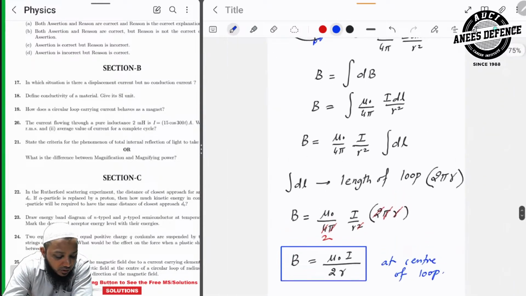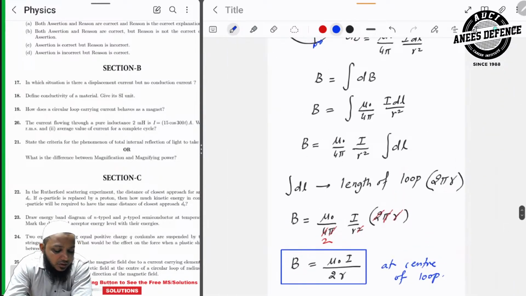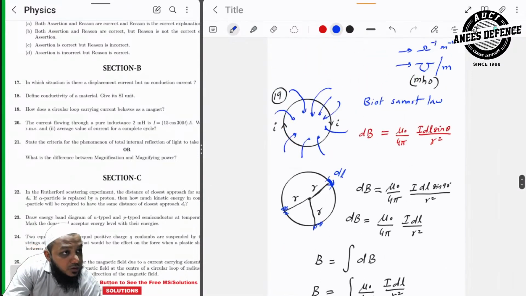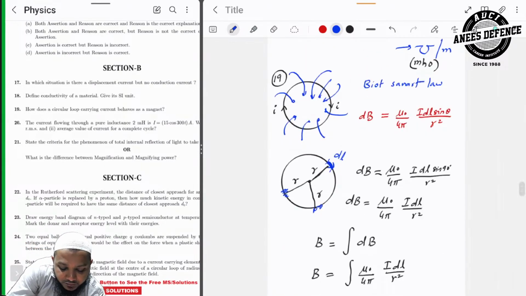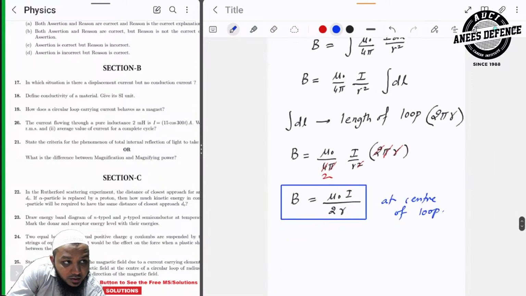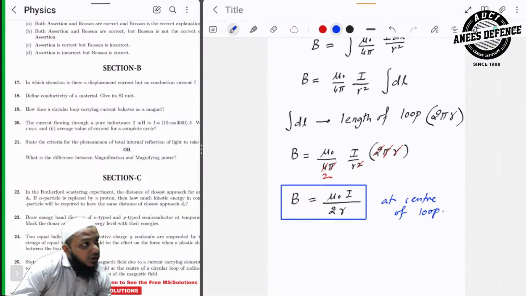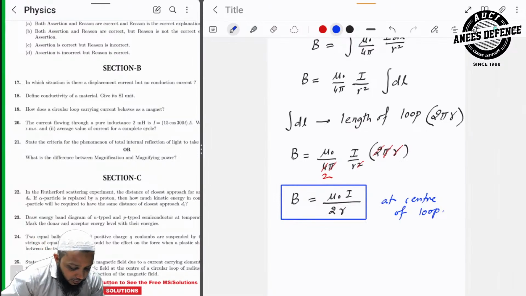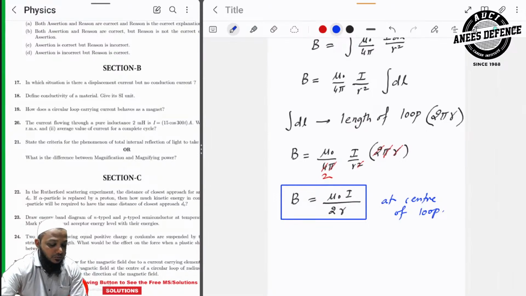So using Biot-Savart law, we can conclude after this integration that since the current carrying loop is producing a magnetic field at its center, it behaves like a magnet. Okay?